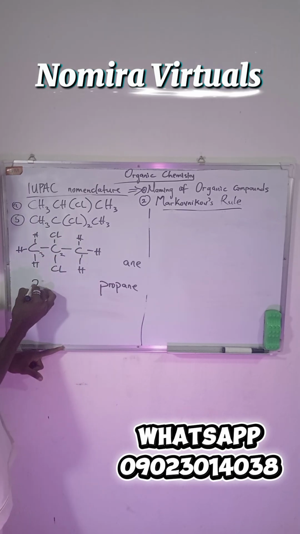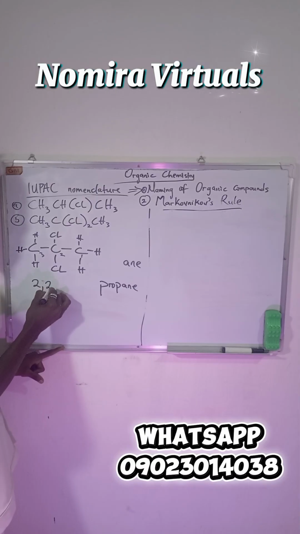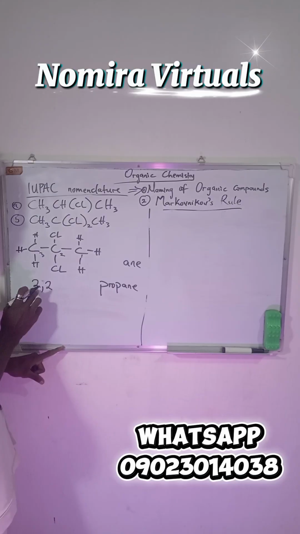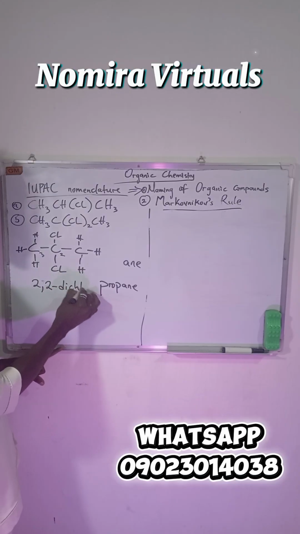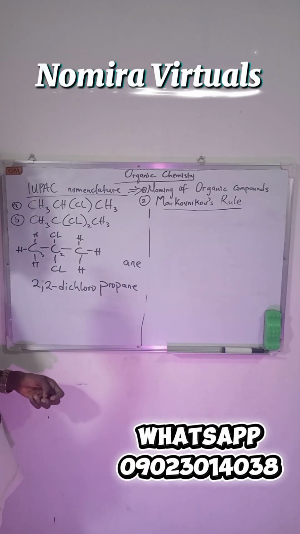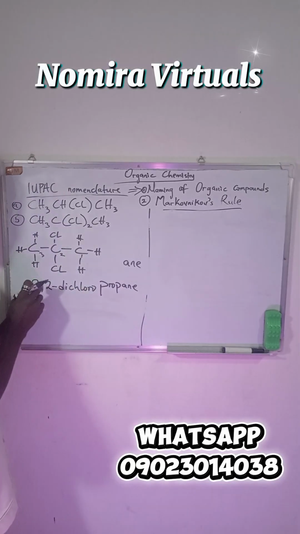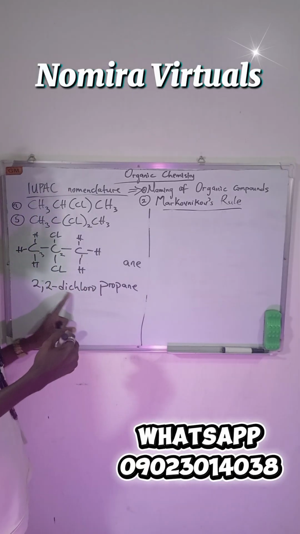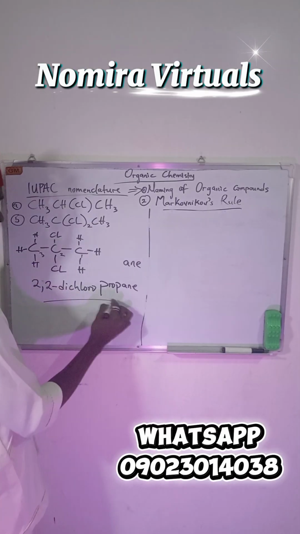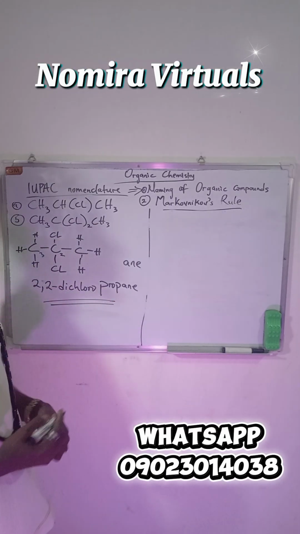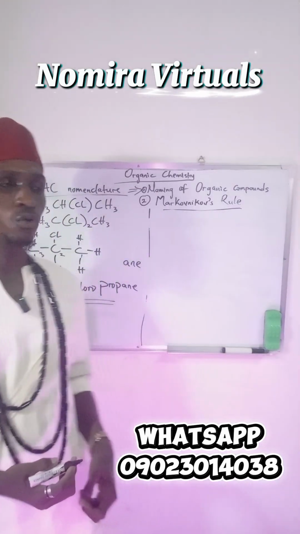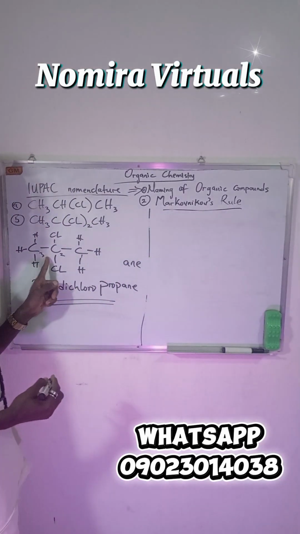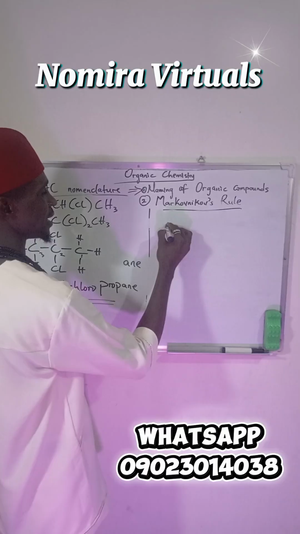So we have 2, because the 2 chlorine are the same and attached to the same carbon. So we have 2, what? Dichloro. Why are we saying dichloro? Because the chlorine are 2 in number. So we have 2,2-dichloro what? Propane. Now let us see how this compound was formed following the Markovnikov rule. This compound came from a propyne.